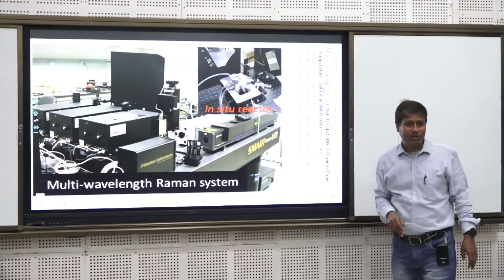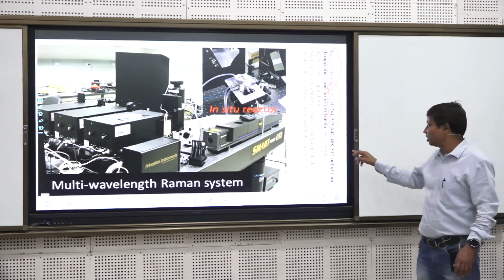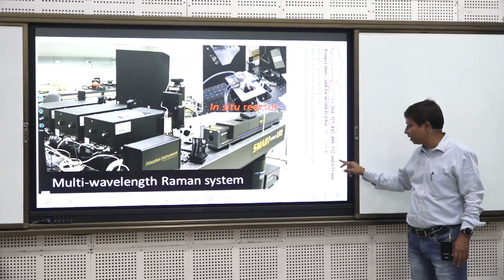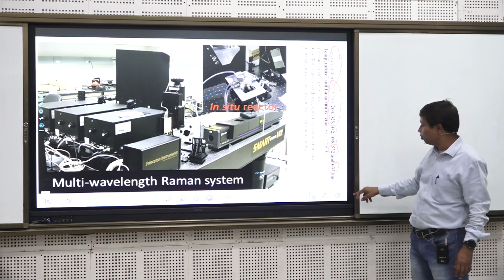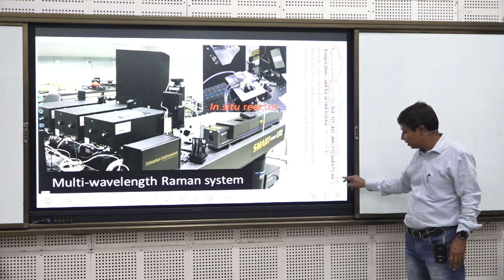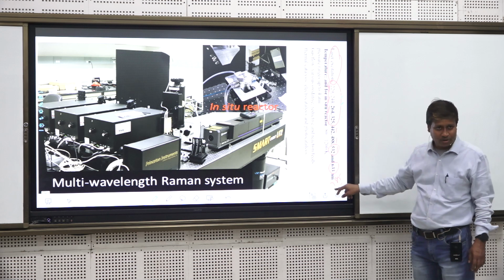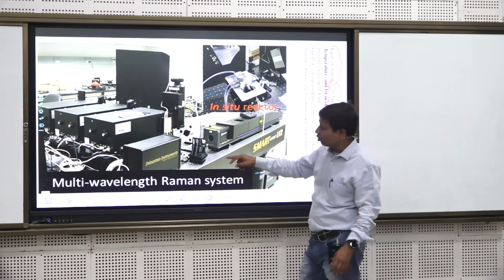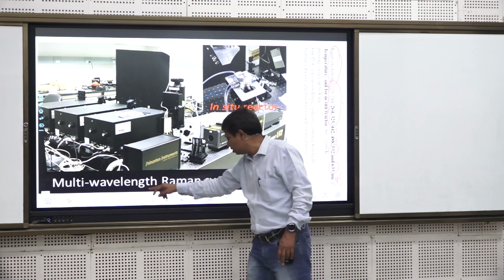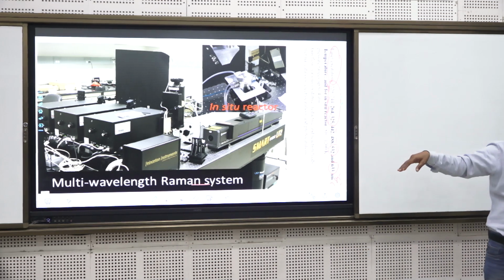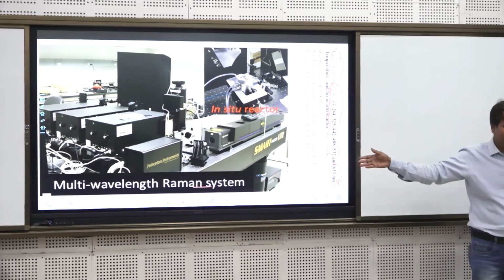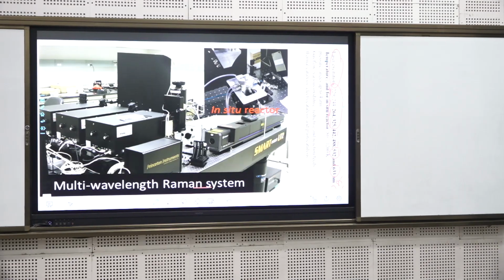So in the UV range. This is visible, 442, 488, 532. We have 532, we have 633, and we have 785. So these are normal, these are common. So you see so many excitation wavelengths in a multi-wavelength Raman system. The last one is very cheap. This is extremely expensive, extremely expensive.